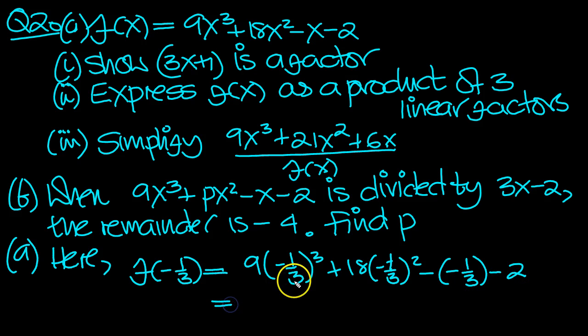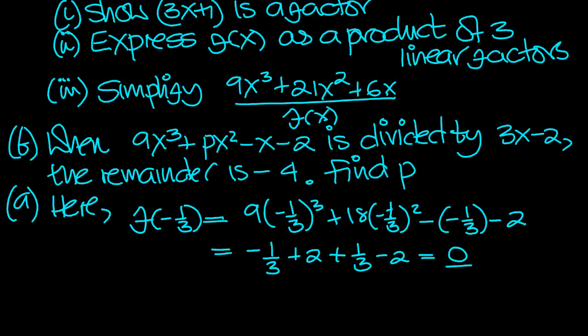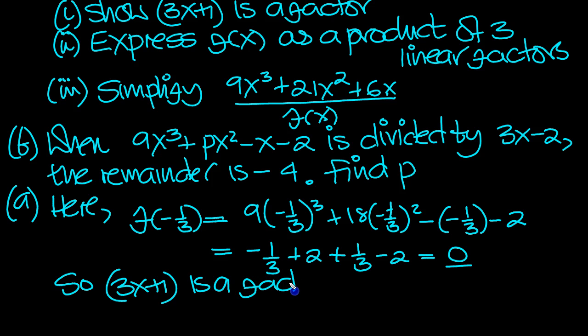So what have we got here? This is, two of the threes will cancel to leave just one of them. Minus 3 times is a minus. Minus times minus times minus is a minus, so it's a minus a third. This is plus a ninth, 18 over 9 is 2. This is minus minus, so it's plus 1/3. And this is minus 2. So both of these cancel, and we get 0 as we wanted. So 3x plus 1 then is a factor by the factor theorem.